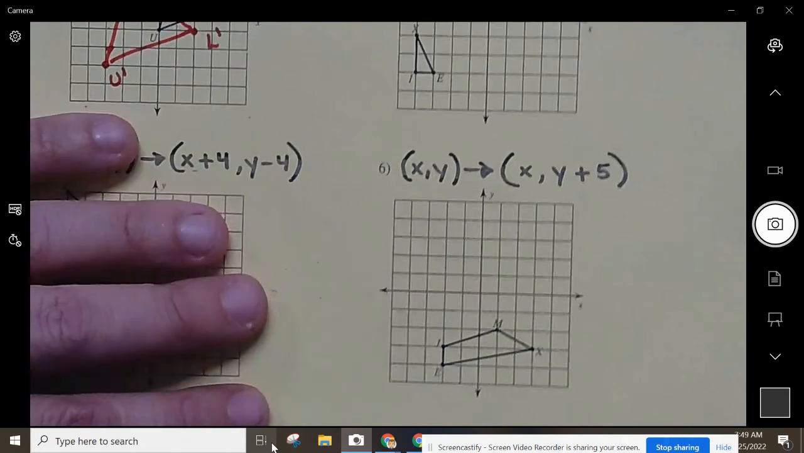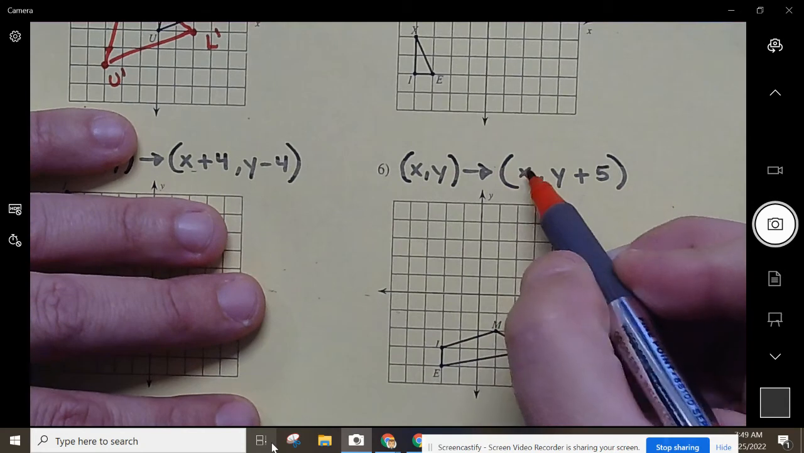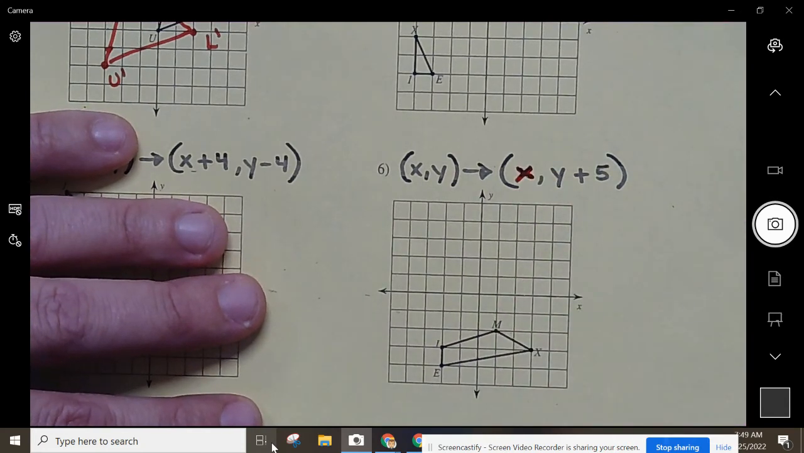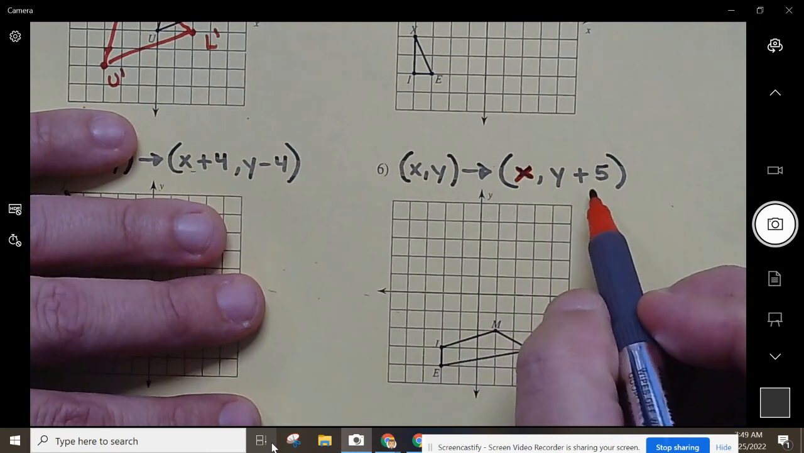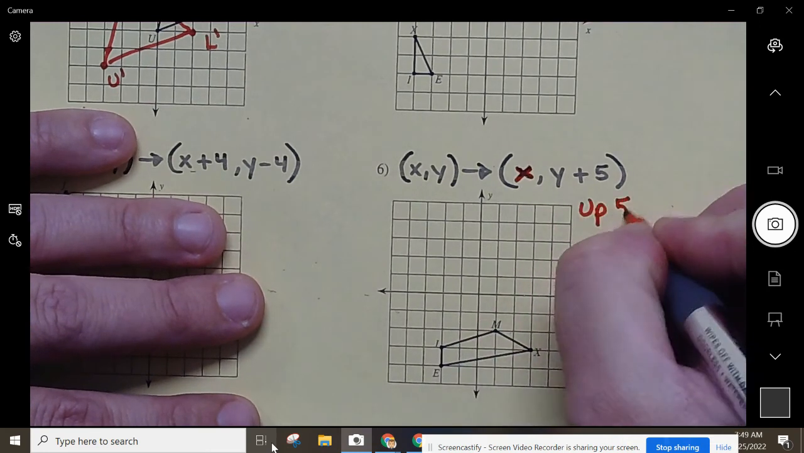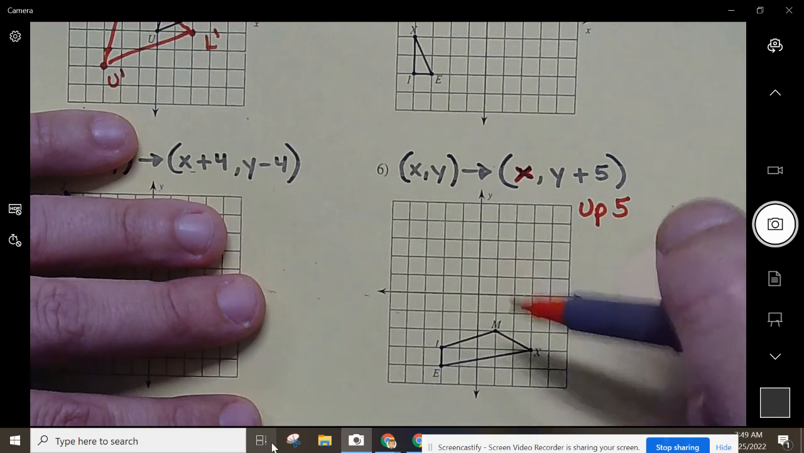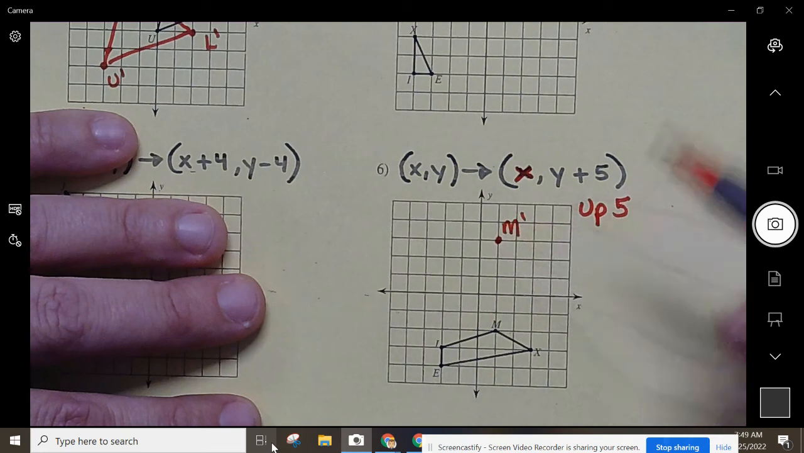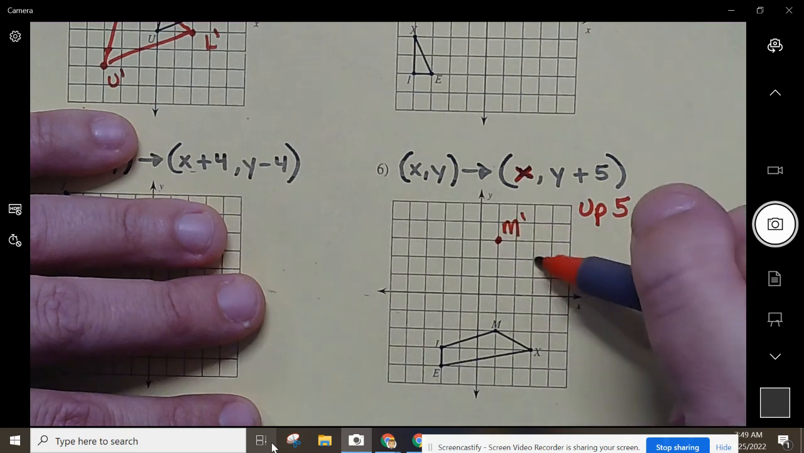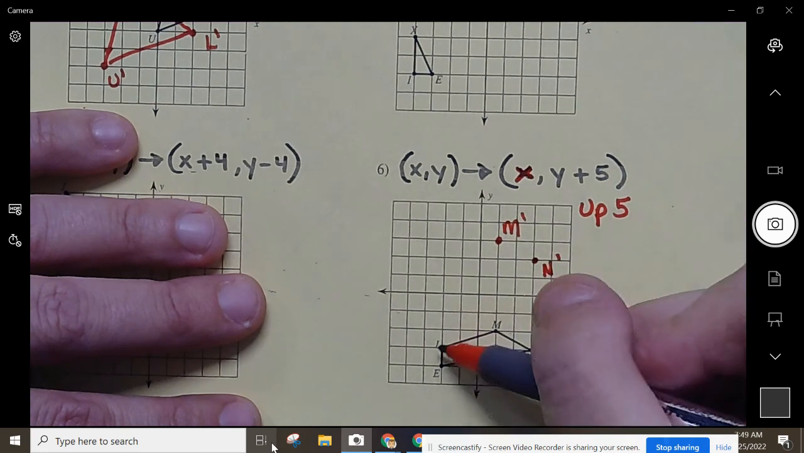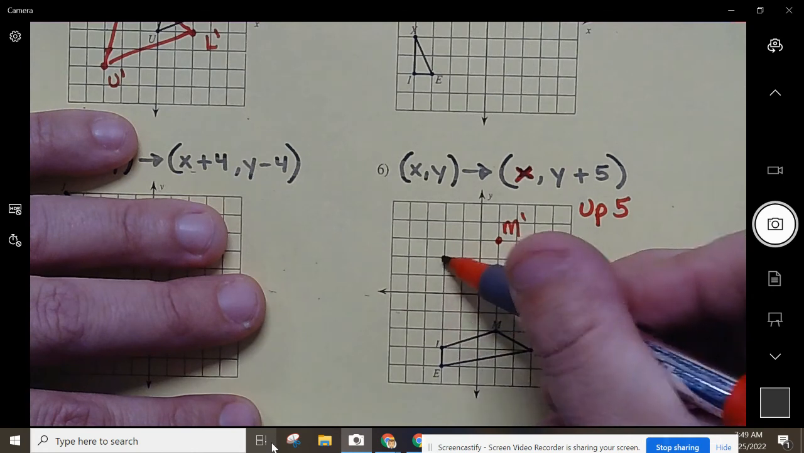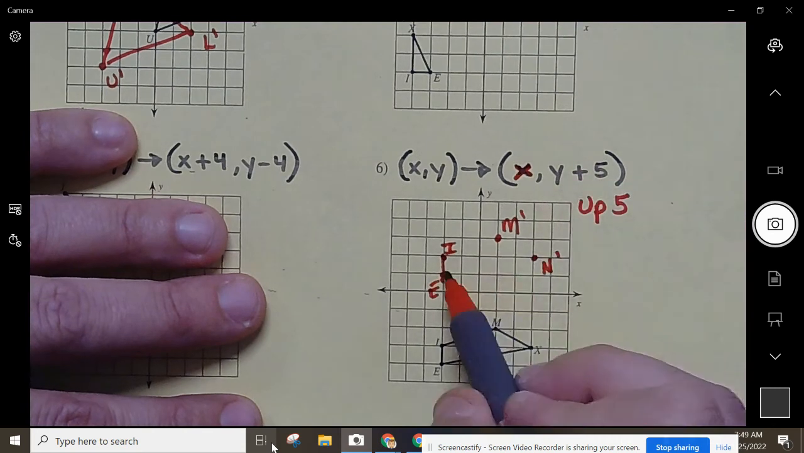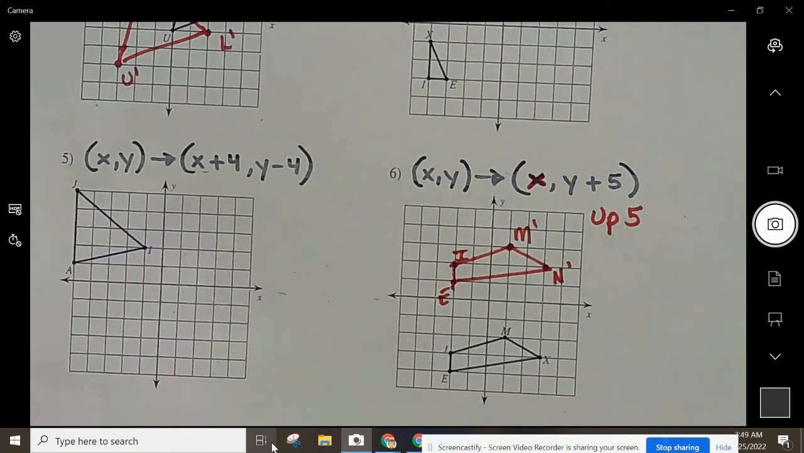Let's try 6. 6 has nothing for X. It just says X. It doesn't have you do anything, left or right, so you just keep it. What are you doing? You're only going up 5. That's the only rule you're going to do. So you're just going to take this and go 1, 2, 3, 4, 5. And then right there, 5.